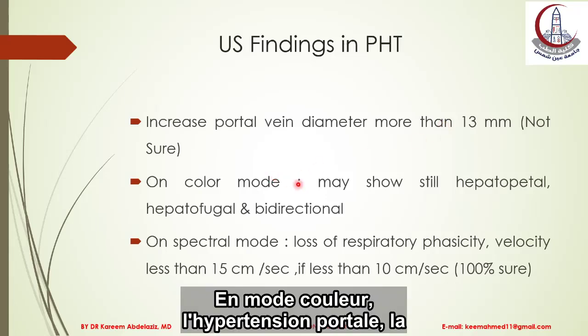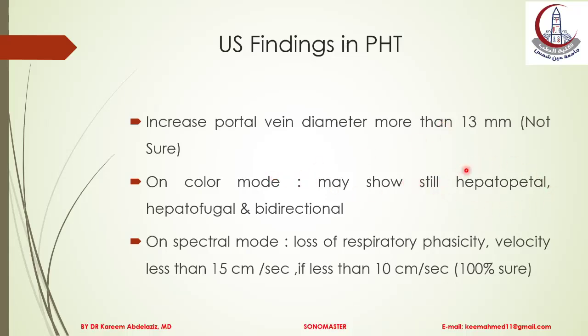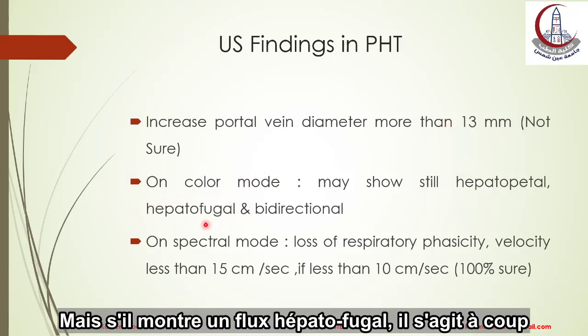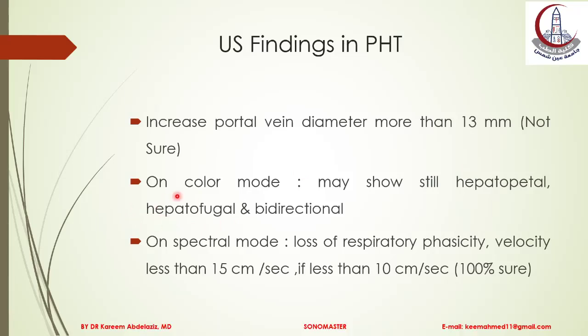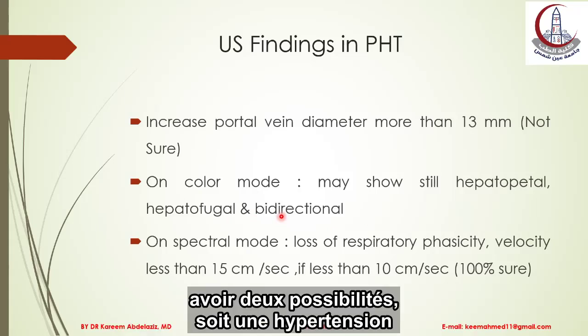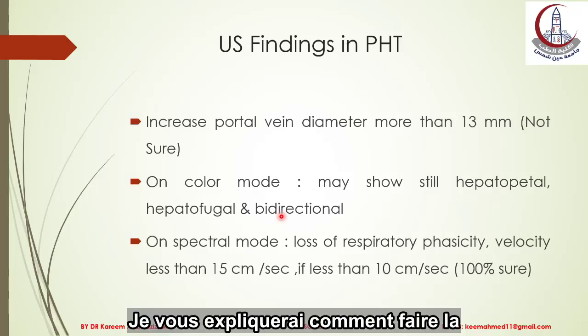On color mode, in portal hypertension, the portal vein may still show hepatopetal flow, and it may show hepatofugal flow. But if it shows hepatofugal flow, this is for sure 100% portal hypertension. If it shows bidirectional flow, it may carry two possibilities, either portal hypertension or hepatic congestion due to a cardiac cause, as we will discuss later. And I will tell you how to differentiate between both scenarios.